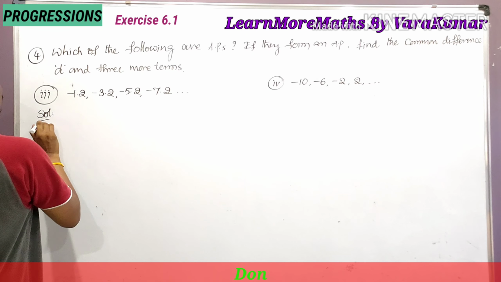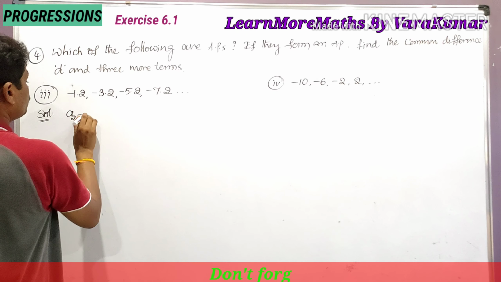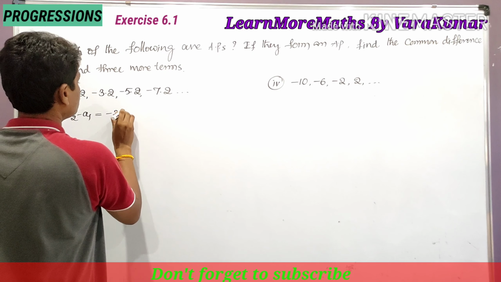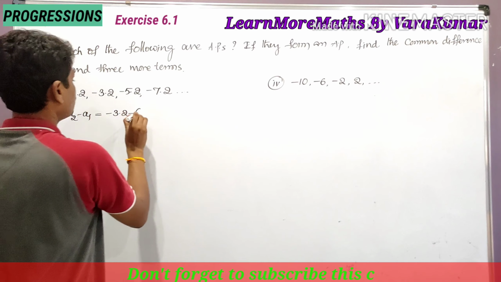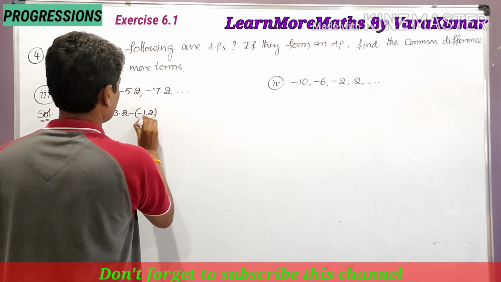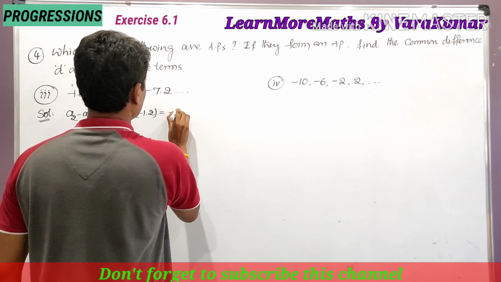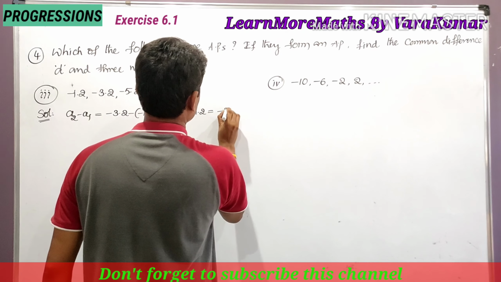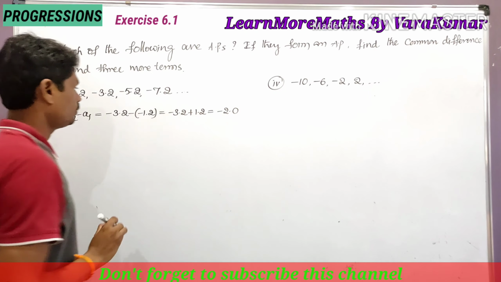See student, first you have to find the common difference. A2 minus A1 is equal to: A2 is -3.2, minus A1, which is -1.2. So that is -3.2 plus 1.2, it becomes -2.0.